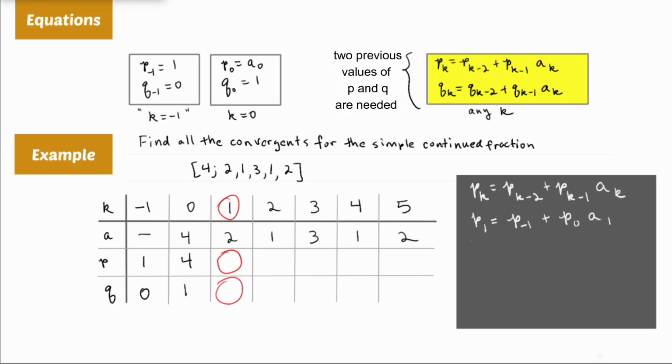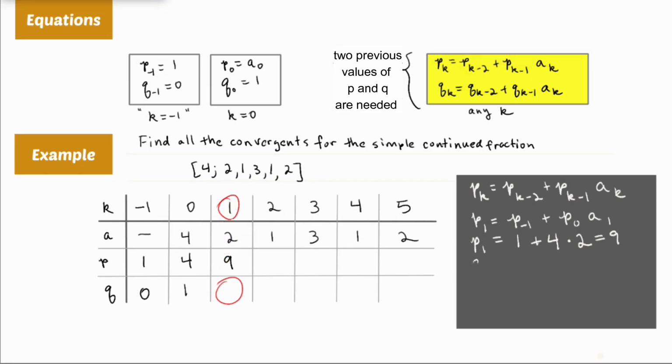When we substitute values, p sub 1 equals 1, it's this one right here, the value of p sub minus 1, plus 4, it's this 4 right here, p sub 0, times 2, this 2 right here, a sub 1. 1 plus 4 times 2 equals 9, so we write 9 in our table in the spot for p sub 1. Now we'll do this for q.